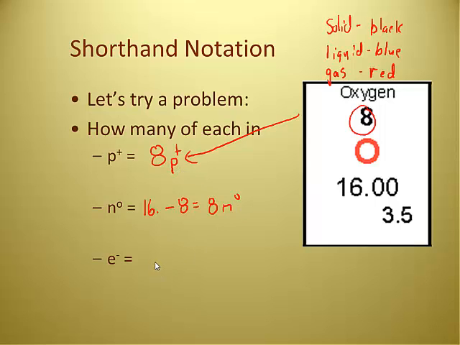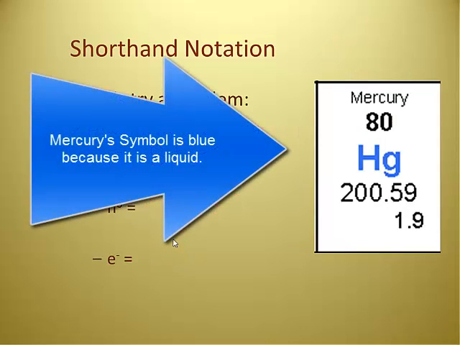Since it's just the element and it's neutral, 8 protons are positively charged. In order to be neutrally charged, or a sum of 0, 8 electrons and 8 protons means no charge. Correct.